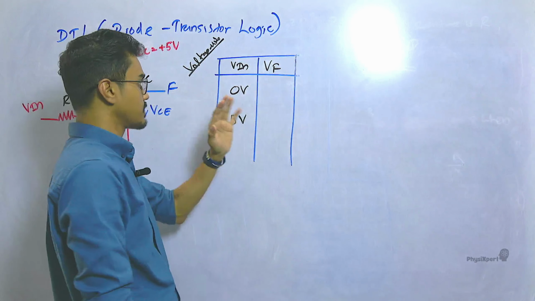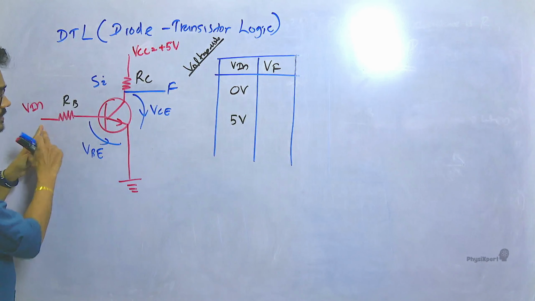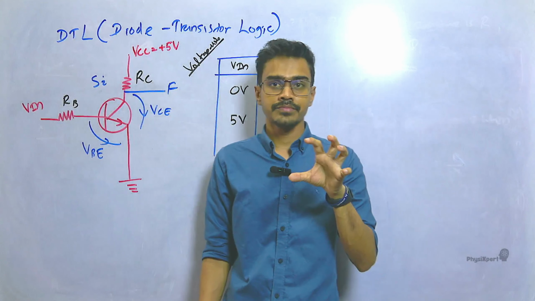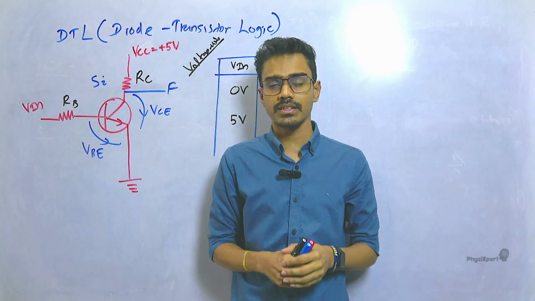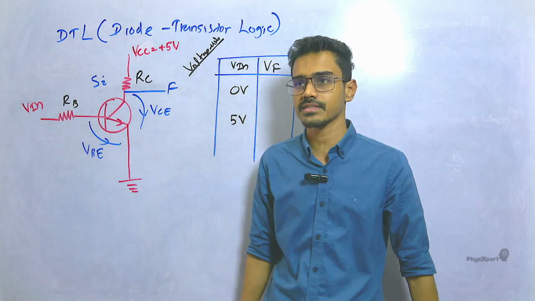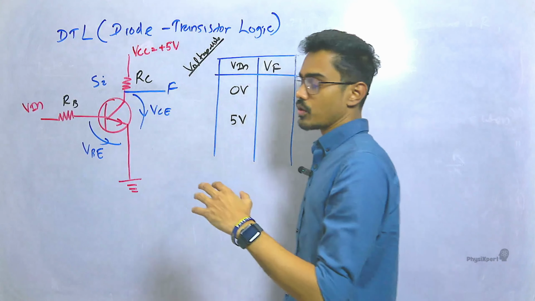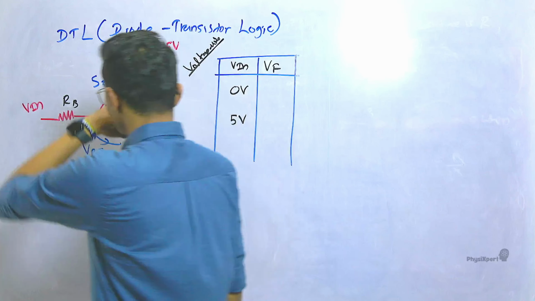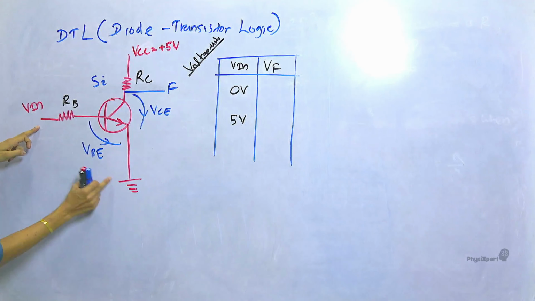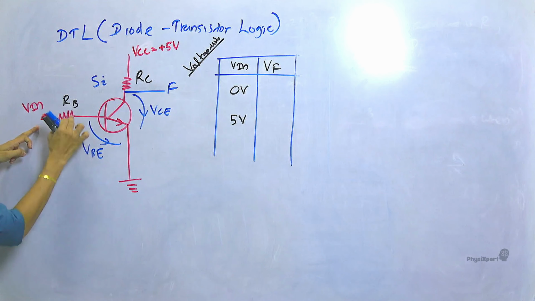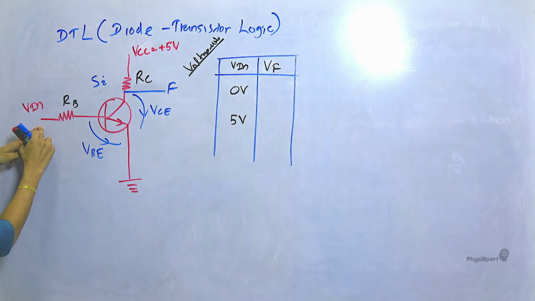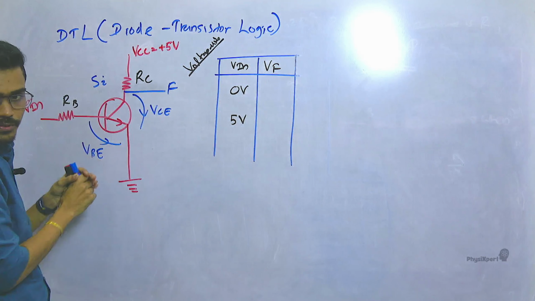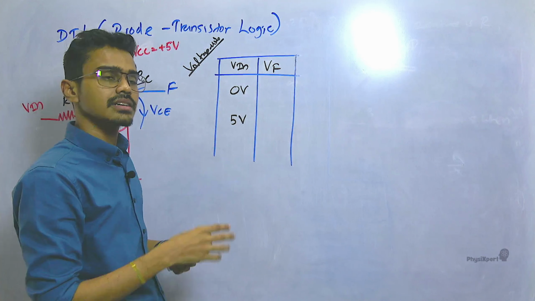See what's happening now. When V in is 0, we know for a silicon transistor, it needs a minimum of 0.7 volts to make it forward biased. That is the voltage barrier of the transistor. Without exceeding the voltage barrier, no current will pass through. Then, when V in is 0, there's no potential difference of 0.7 volts across the BE junction, because this is also at 0, this is also at 0. Then, when there's no potential difference of 0.7 here, the transistor functions in the cutoff region.